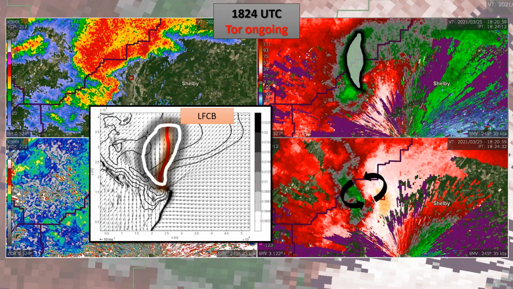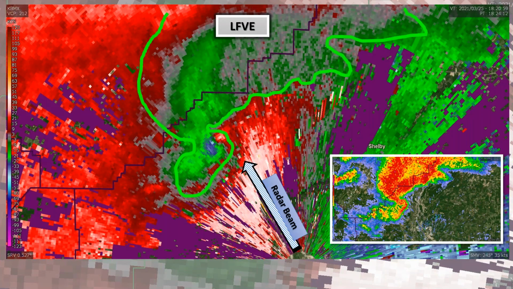So if we look at again this area that the high resolution modeling suggests should be inflow into that hook echo region around the backside of the low-level mesocyclone, that's the area we're looking at here. That's flashing in that white color there. So looking a little closer again, tornado's ongoing at this point. So that's an easy thing to detect at this point.